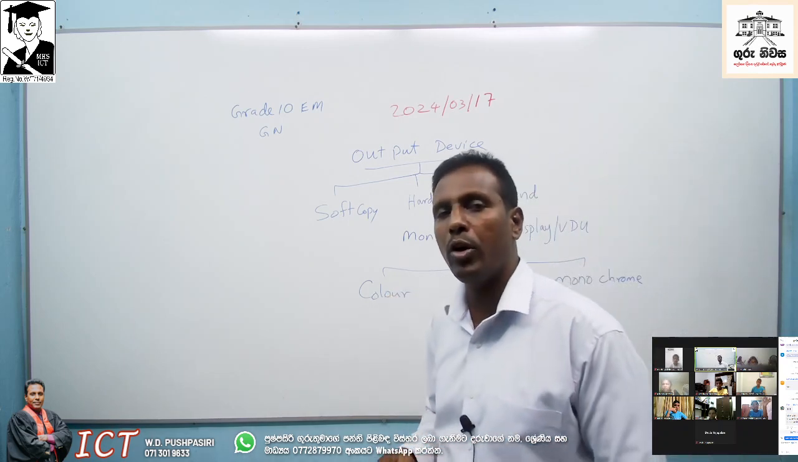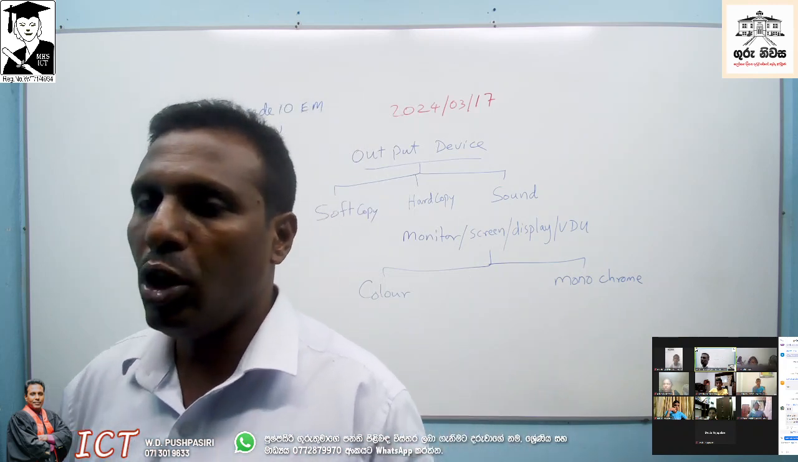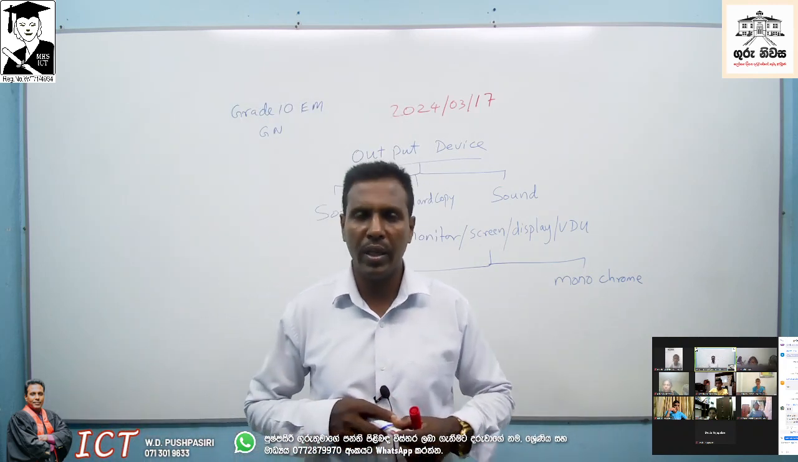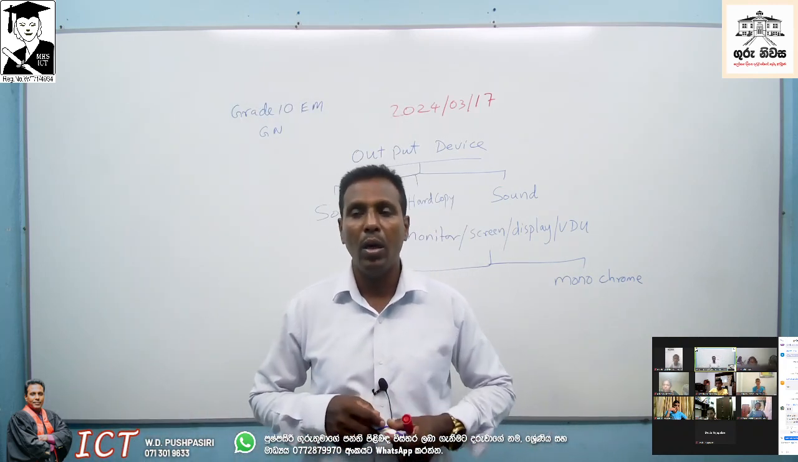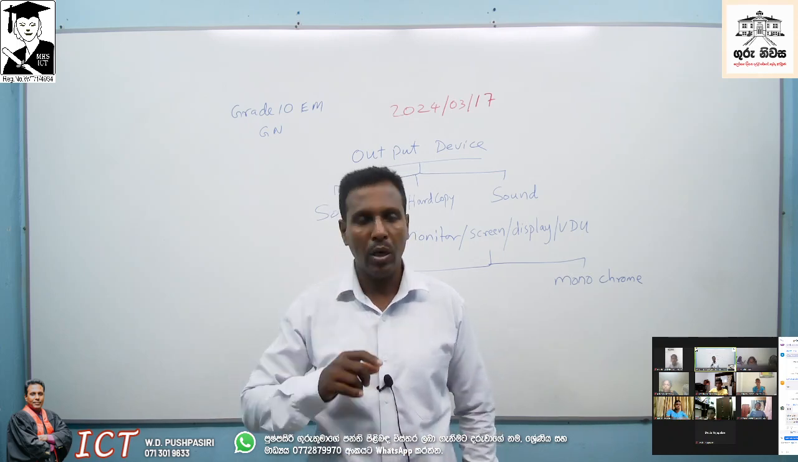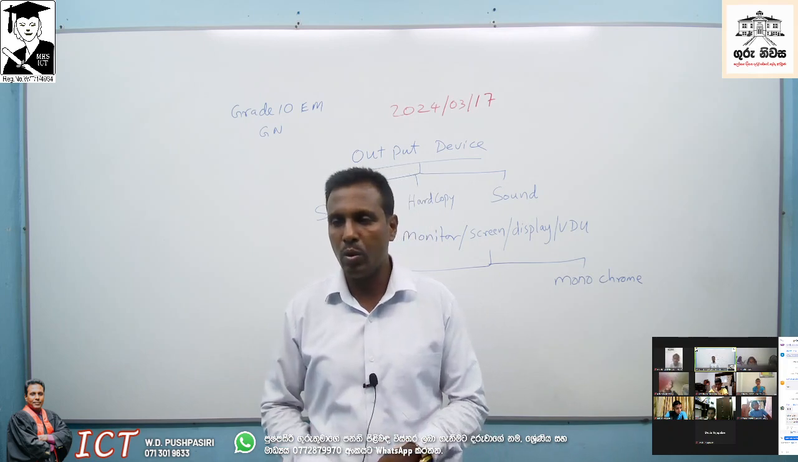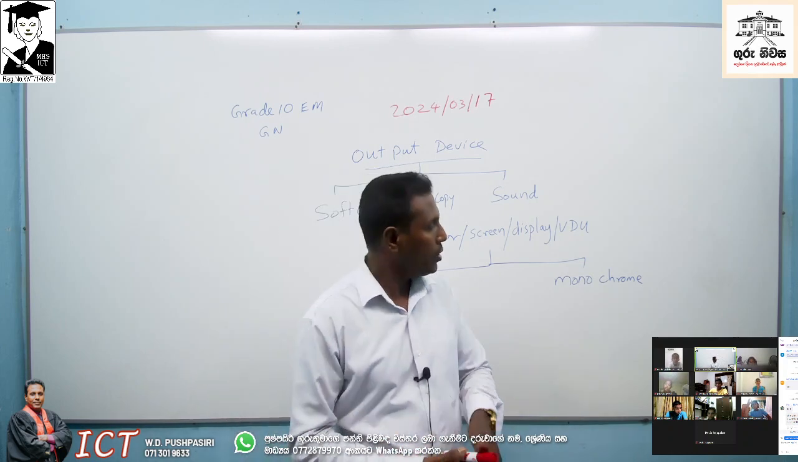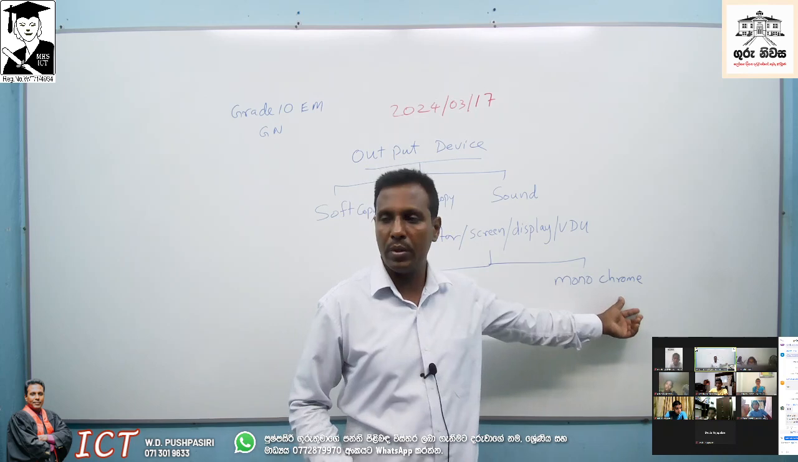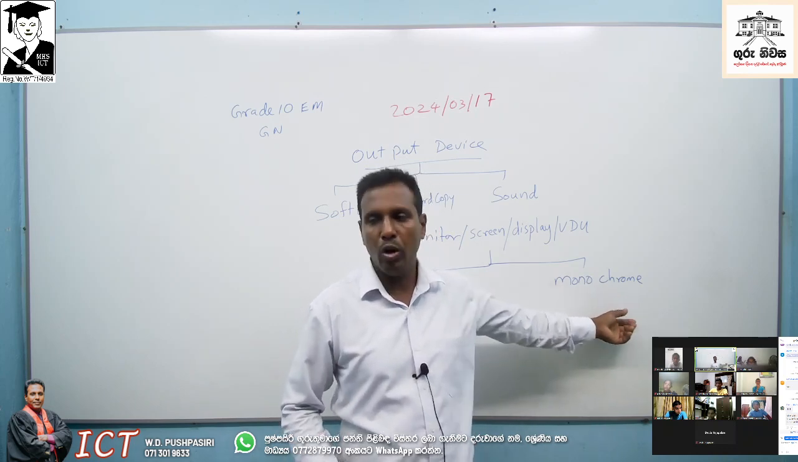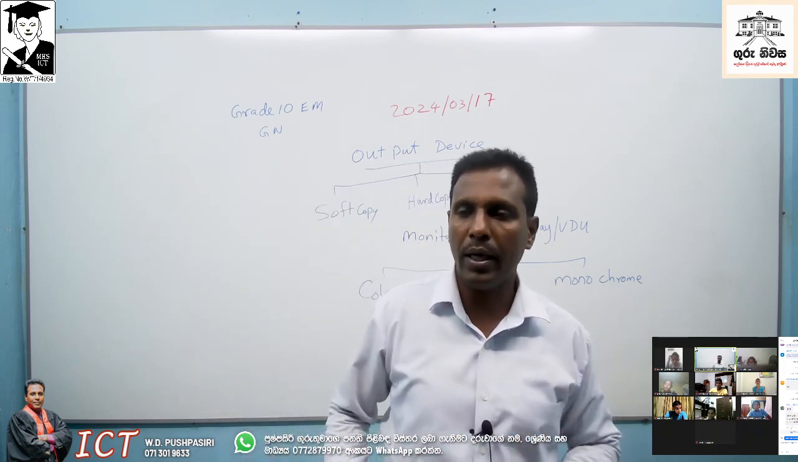What do you mean by monochrome? So mono means single in Greek, the word is mono. Chrome means colors, right? So those words are coming from Greek, so monochrome means a single color.